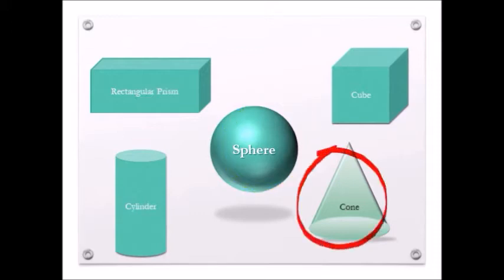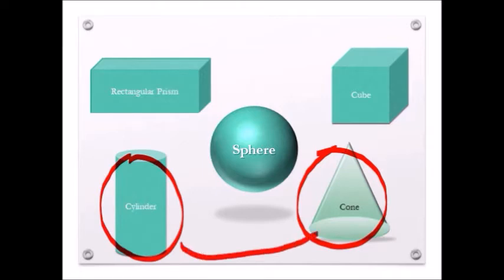Like a cone, which shape has curved and flat surfaces? If you said cylinder, it's correct. A cone and a cylinder both have flat and curved surfaces. In fact, a cylinder has two flat surfaces.